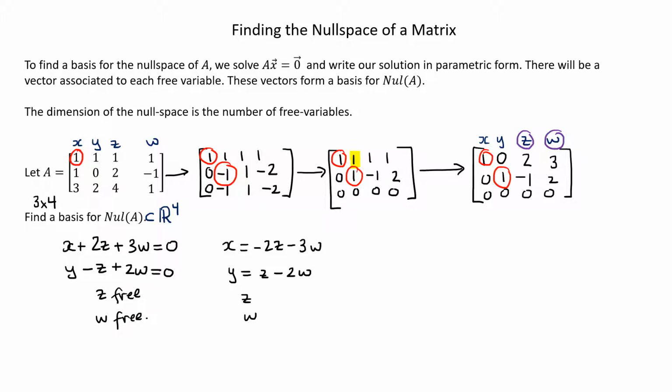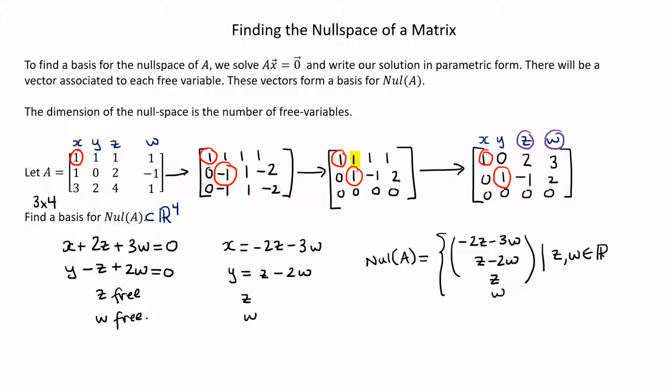Okay, so the null space of A can be written as all vectors that have this form: (-2z - 3w, z - 2w, z, w), where z and w are real numbers. All right, this gives us a full description of the null space.